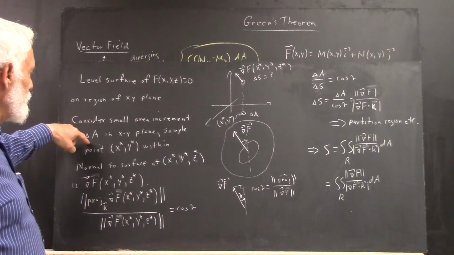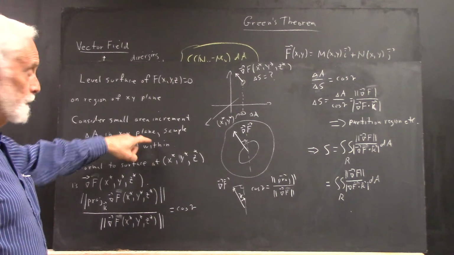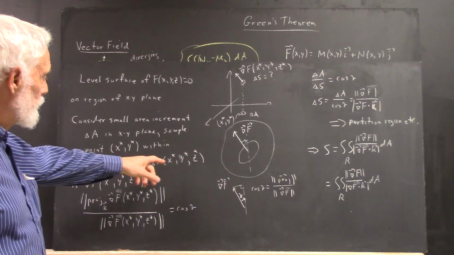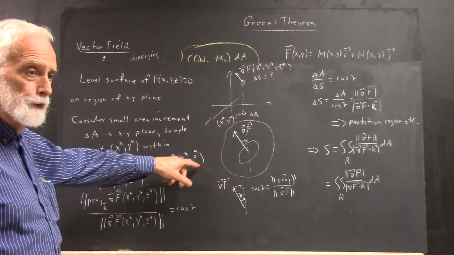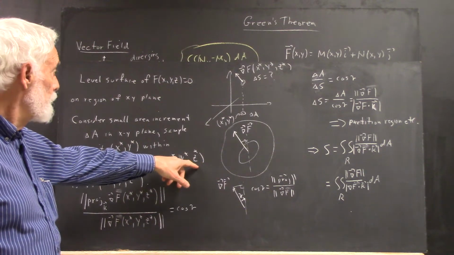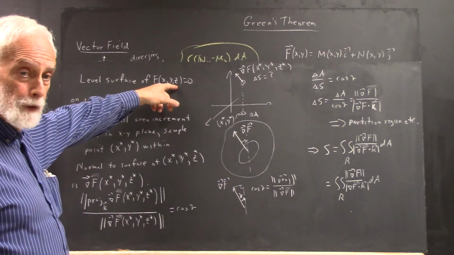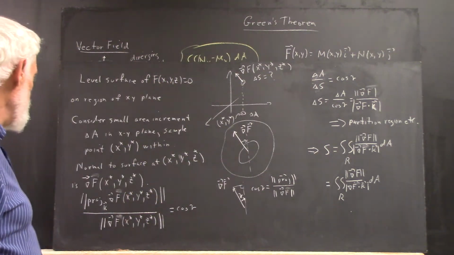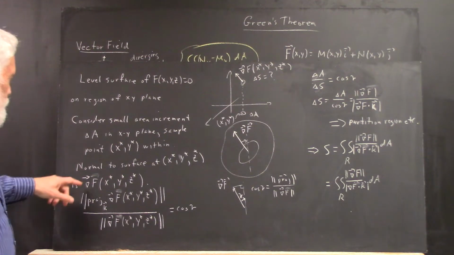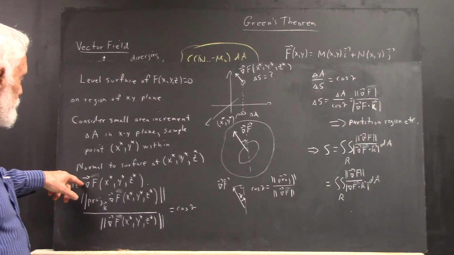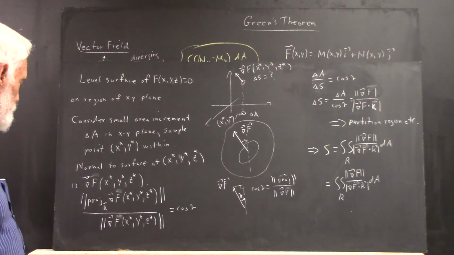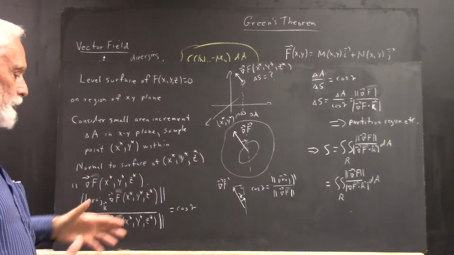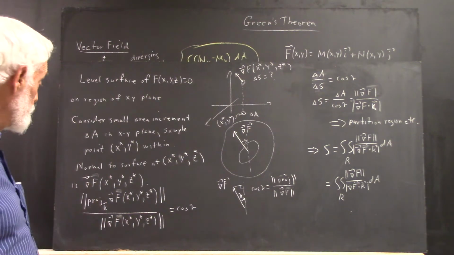So consider a small area increment delta A in the XY plane at a sample point X star, Y star within the region. Then at the point X star, Y star, Z star, Z star being the Z value that's implicitly defined by the function f of x, y, z corresponding to X star and Y star, is the gradient of f at that point, f being the level surface. Okay, we're familiar with the fact that the gradient of a level surface is normal to the surface.